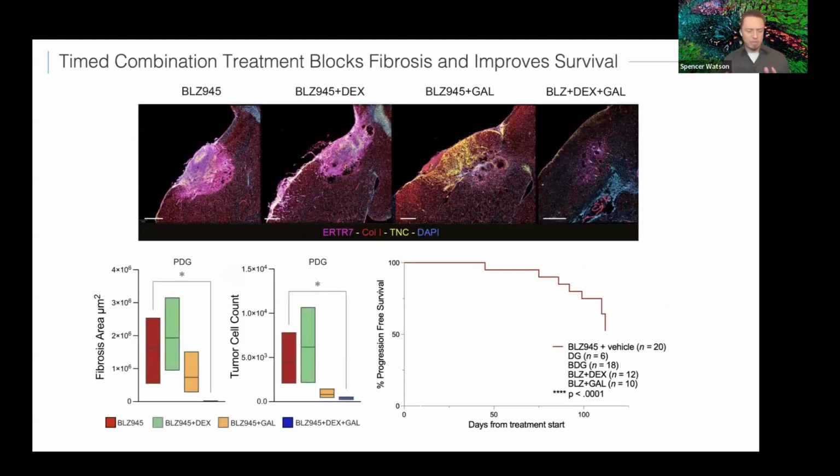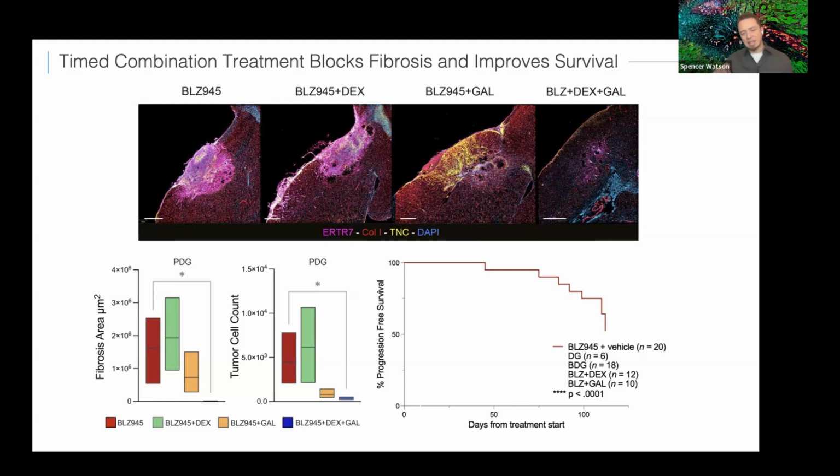So looking at some validation work at just 14 days post-treatment, there are some example images at the top, and the bottom left is a quantification of the amount of fibrotic area after treatment. We can see that adding just dexamethasone to BLZ doesn't really do anything in terms of blocking fibrosis. When you add galunisertib to BLZ, we can see it impacts it a bit, but it's not significant. There's still plenty left after treatment. But adding all three agents together resulted in an almost complete elimination of fibrosis after treatment.